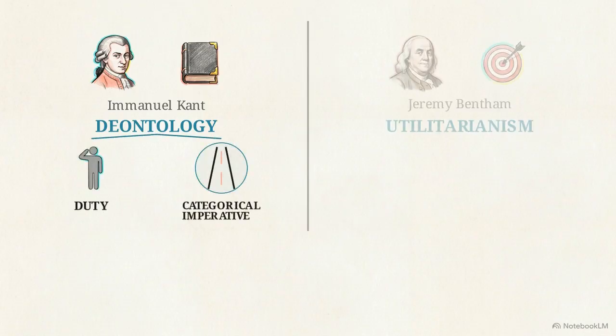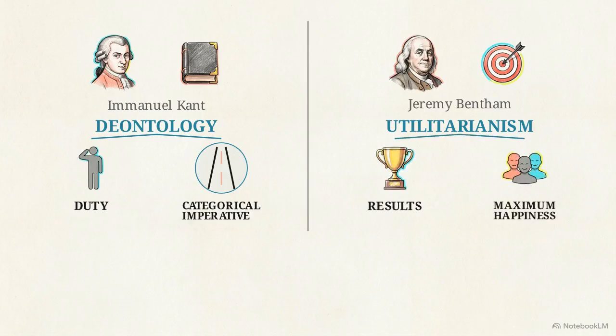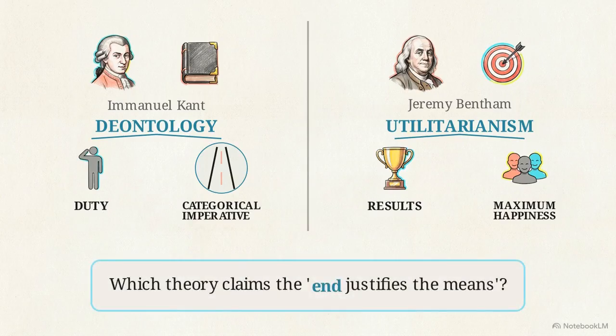Lock Immanuel Kant to the left side. His questions involve two phrases, duty and categorical imperative. On the right side, place Jeremy Bentham and utilitarianism. His triggers are results and maximum happiness for maximum people. Let's test it. If a question asks which theory claims the end justifies the means, look at the board. Ends are results. That pathway points directly to utilitarianism.